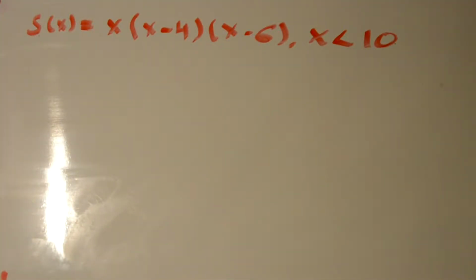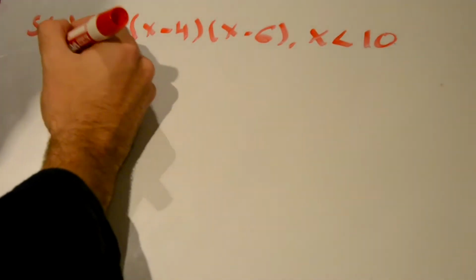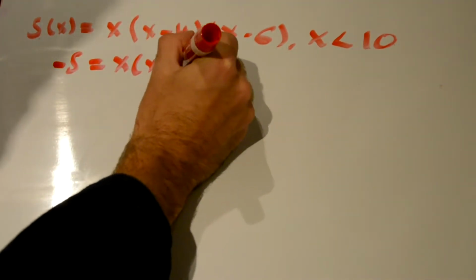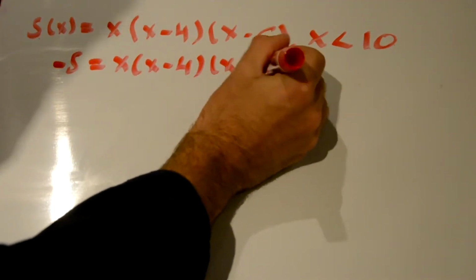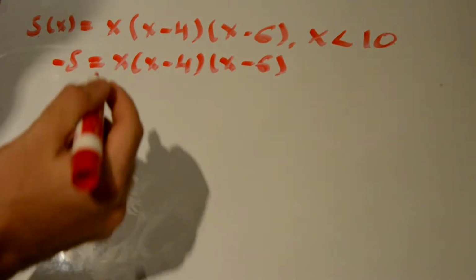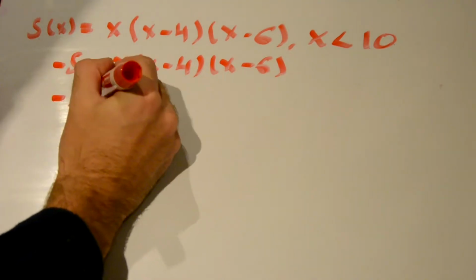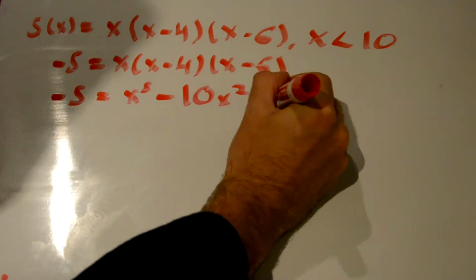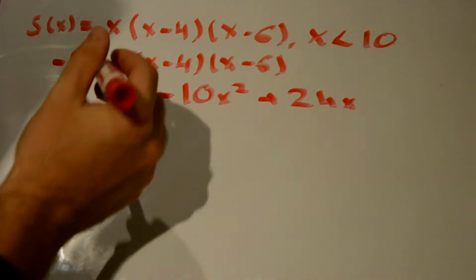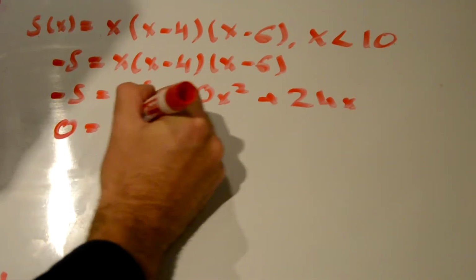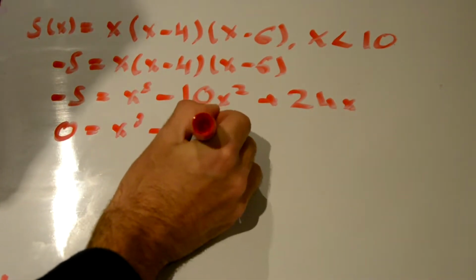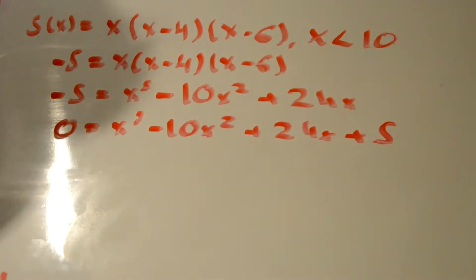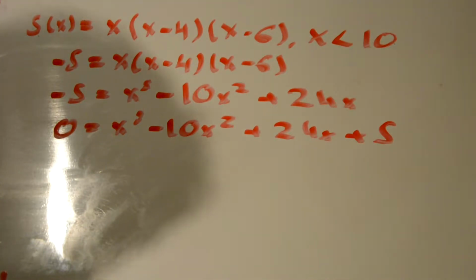Part B is very similar to part A, except there's a key step that we must do first. And that step is to set the function equal to -5. We're doing this because we want to figure out at what x value and game Maya's score was equal to -5. Our next step would be to FOIL out the right side, giving us -5 equals x cubed minus 10x squared plus 24x. After this, we are going to bring over the -5 to give us 0 equals x cubed minus 10x squared plus 24x plus 5. We're doing this to set the function equal to 0 so that now we can solve for the roots.